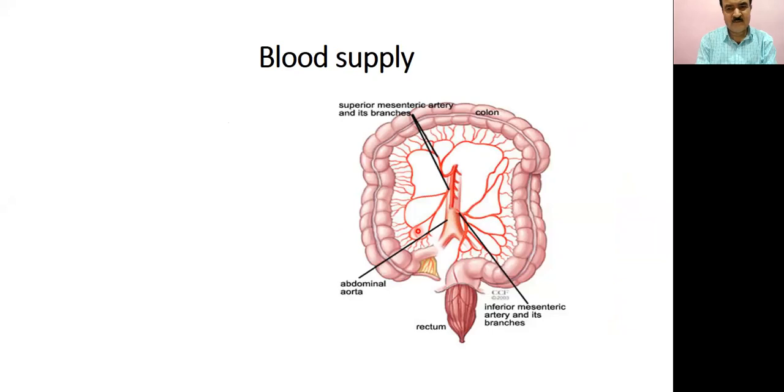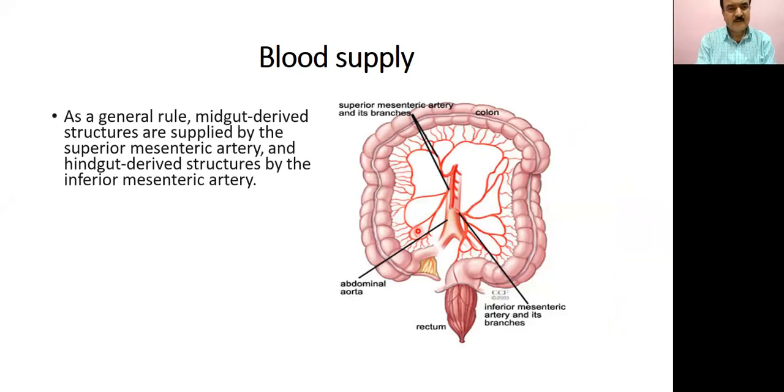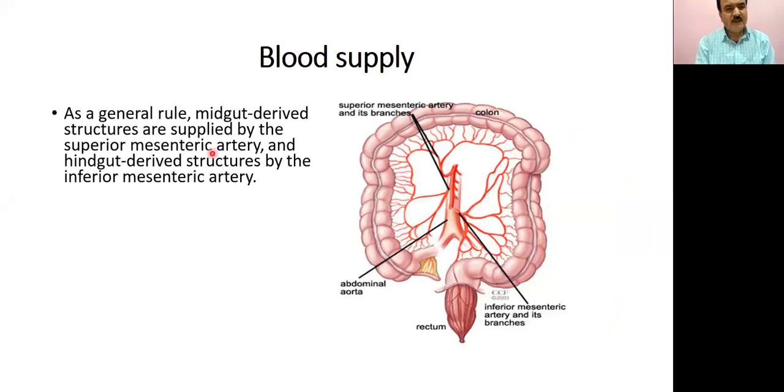Coming to the blood supply of the large intestine. As a general rule, the midgut derived structures are supplied by the superior mesenteric artery, and the hindgut derived structures are supplied by the inferior mesenteric artery. So the structures derived from foregut and midgut are supplied by the superior mesenteric artery, while the structures derived from the hindgut are supplied by the inferior mesenteric artery, as a general rule.